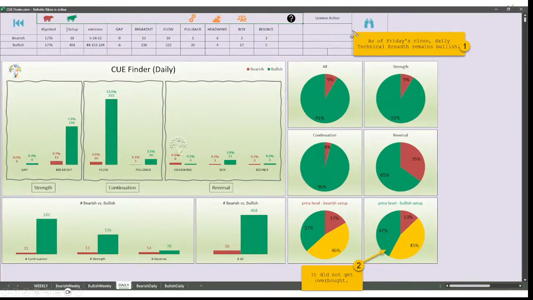This is as of Friday's close. Again, it is remaining bullish and it did not turn overbought yet. This is Friday's technical breadth. Now looking back, remember again the first bullish signal from Q Finder came on Tuesday. That was perfectly timed, isn't it? Since then, Wednesday, Thursday, Friday, technical breadth continued to remain bullish, market continued to move up, and it did not turn overbought.